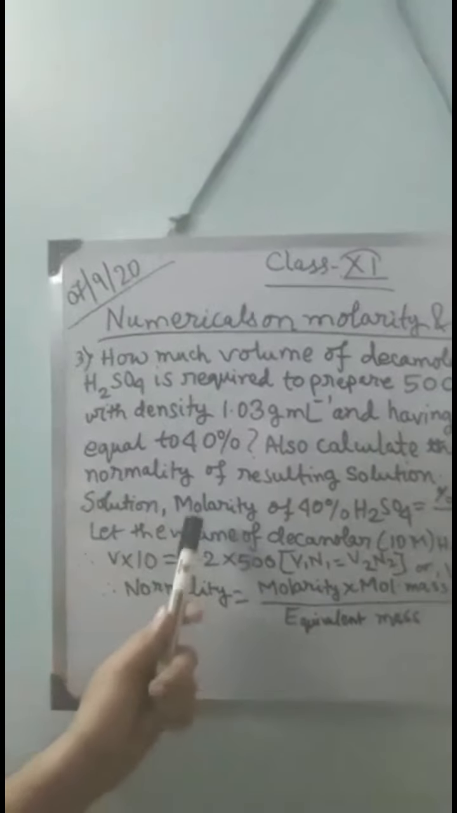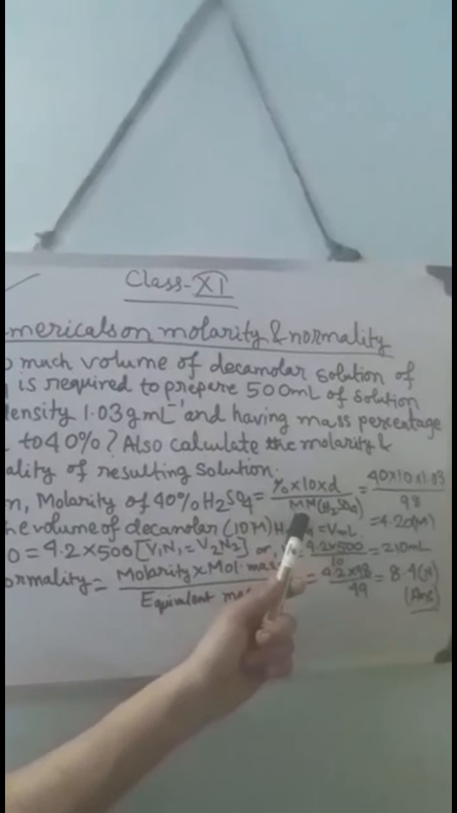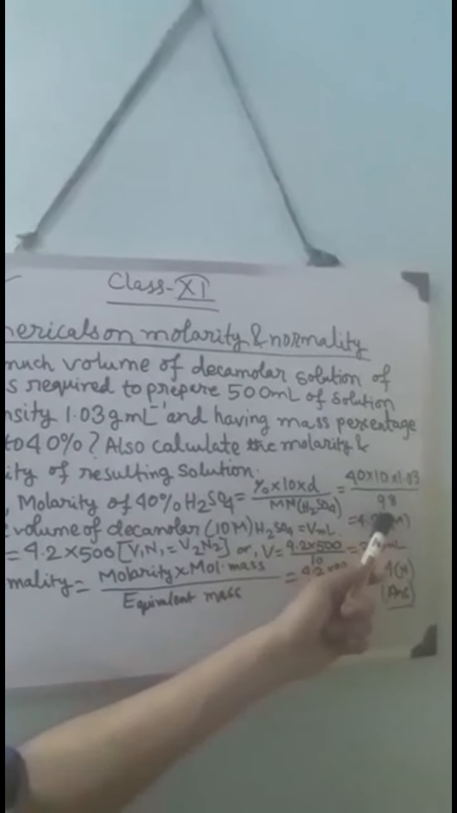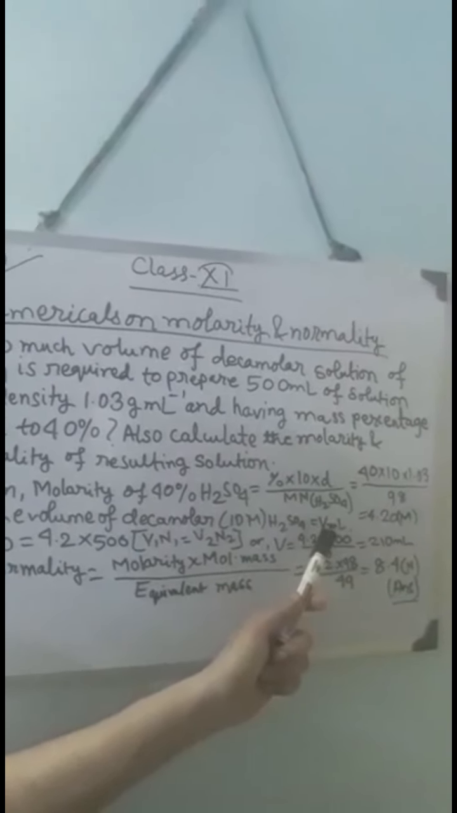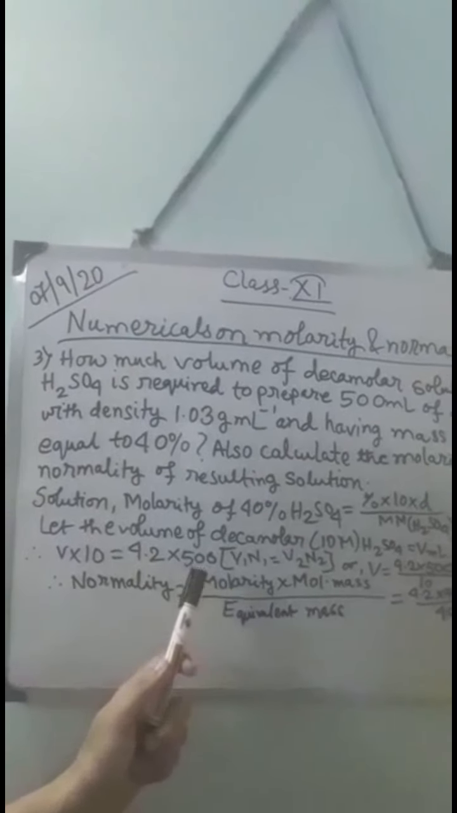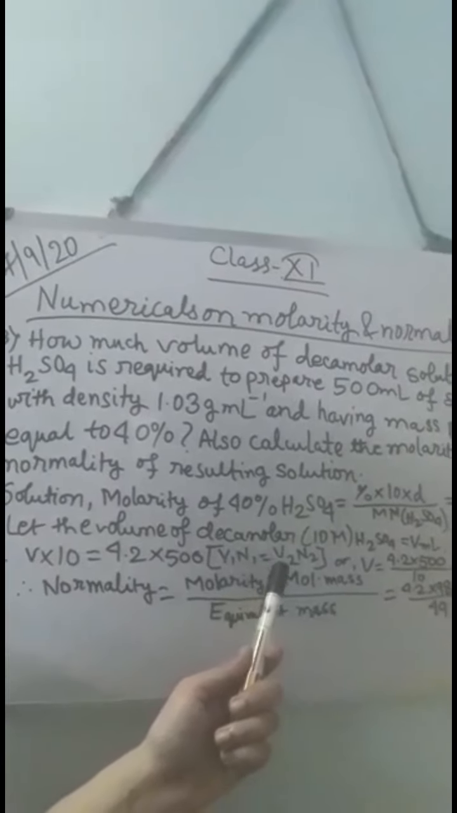First, let us begin with the molarity of 40% sulfuric acid. What is the formula? We are all familiar with it: percentage into 10 into density by molecular mass of sulfuric acid. It gives 40 into 10 into 1.03 by 98, that is 4.20 molar. This is the molarity of sulfuric acid. Now let the volume of decamolar, that is 10 molar, sulfuric acid be V mL. Then V into 10 equals 4.2 into 500. This is a new substitution based on a new formula: V1N1 equals V2N2.